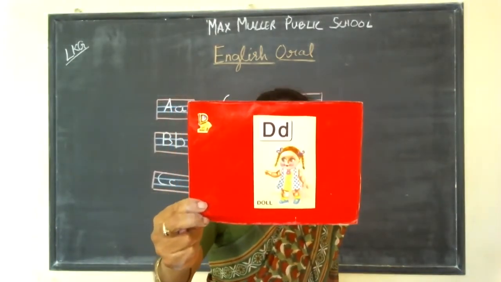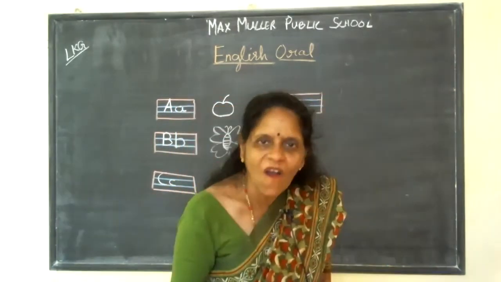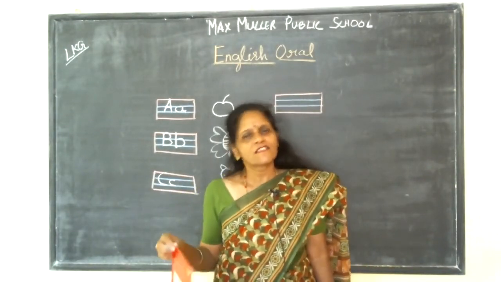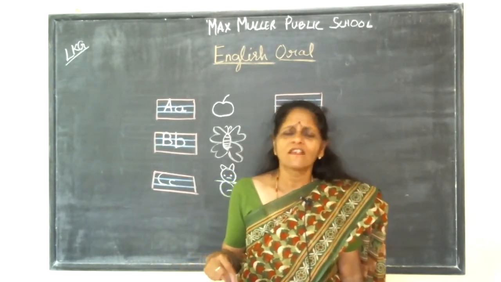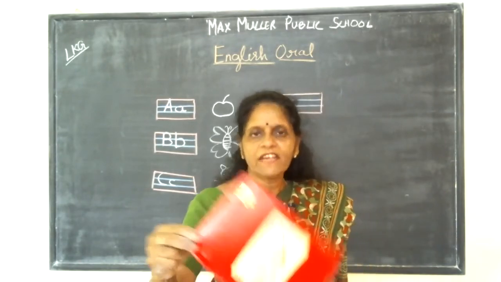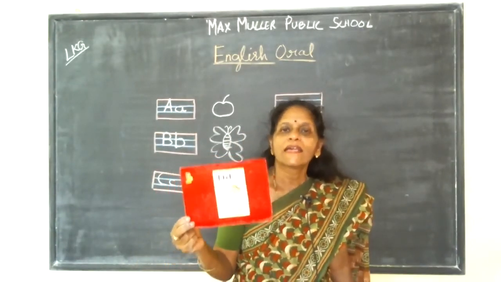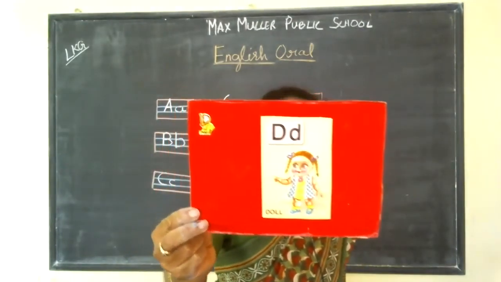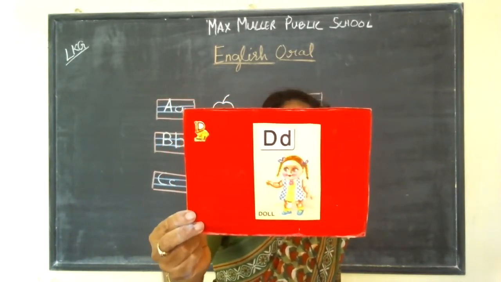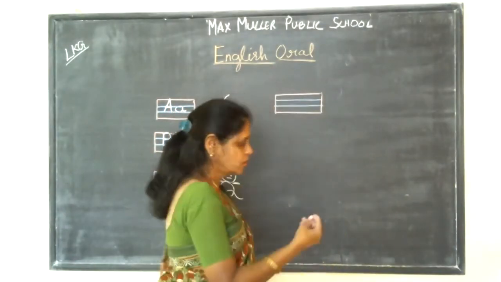D. Capital D, small d. D for doll. Girls love dolls, right? You have seen Barbie doll, this doll, that doll, all cute dolls. It will have beautiful frock and all, no? So Barbie doll. So D for doll. Capital D, again see. Capital D, small d. D for doll.